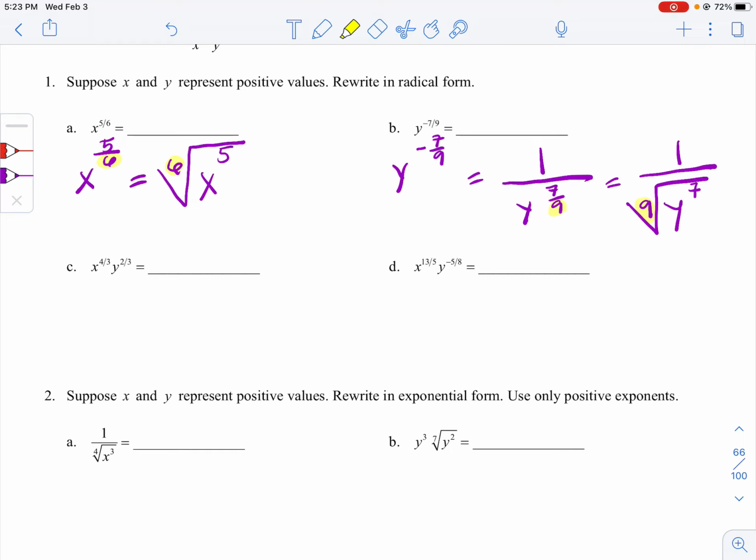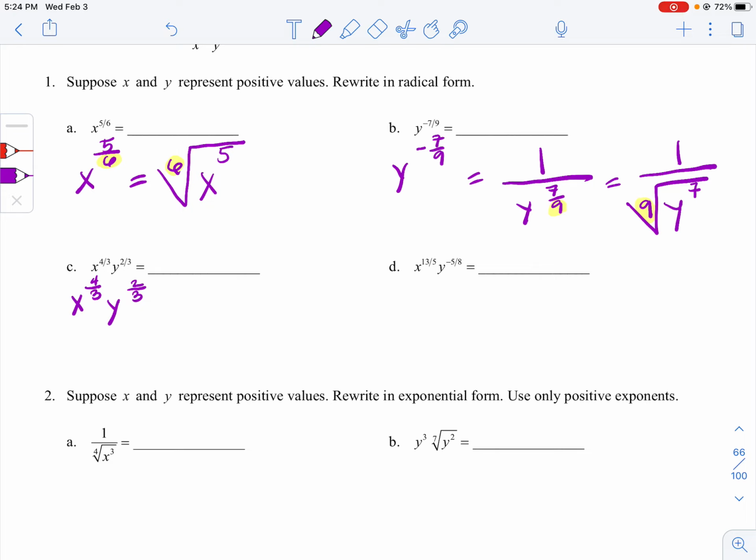Let's go to letter C because we have so many things to go through. Okay, I am going to be doing the same. I am going to write them in a radical. So, let's write that as x to the 4 over 3, y to the 2 over 3. Okay? I will repeat. The number on the top tells you how many x's you have. The number on the top tells you how many y's you have. And the number on the bottom tells you what kind of radical you have, if you have a cube root or a 4th root or something.